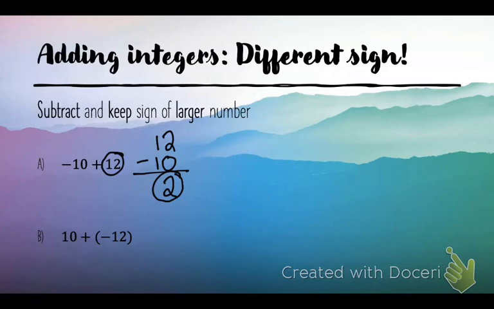For the second one, same thing. I'm going to subtract because they're different signs. One's positive, one's negative. So 12 minus 10, because 12 is bigger, I get 2. And then this time 12 is bigger and 12 is negative, so my answer is negative 2. Again, pretty straightforward if you follow the rules.